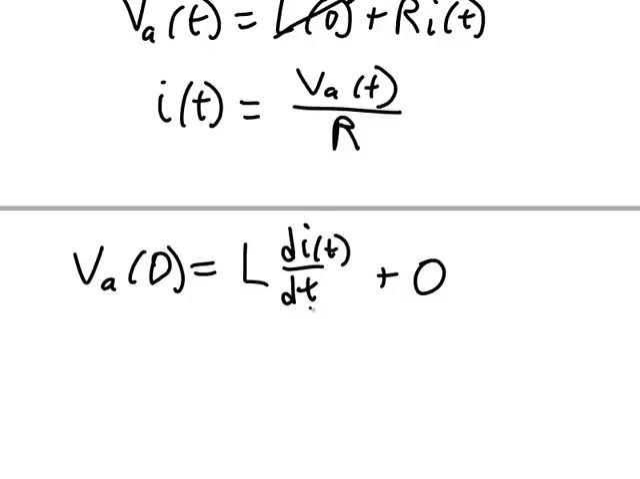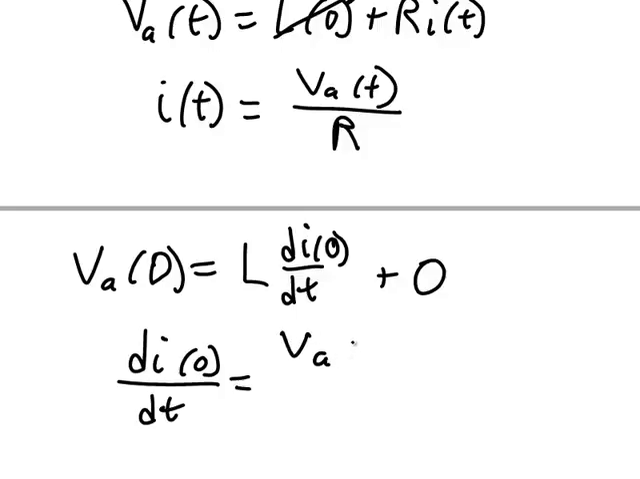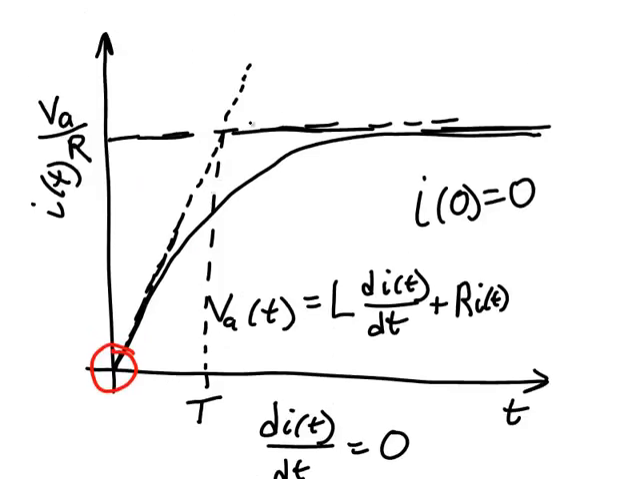Now, let's solve for di/dt. Remember that di/dt, oops, I should have 0 here. We want to find di/dt at time 0. That will tell us the slope at time 0. So now we know the slope at time 0, and we know the steady state value.